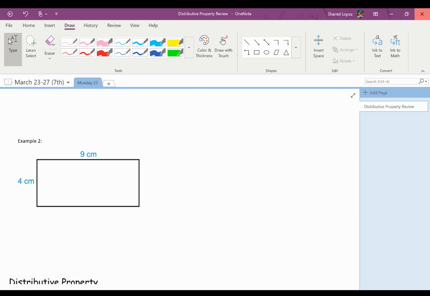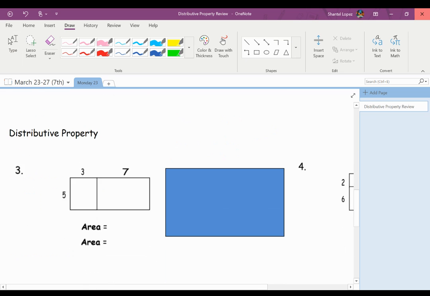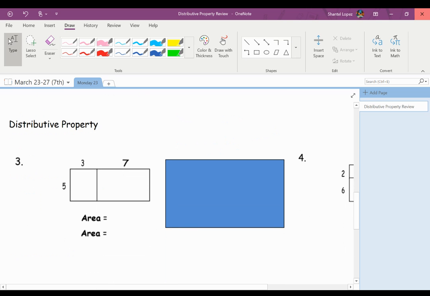Go ahead and pause if you feel you're already ready to do this on your own. Okay, let's continue. So this area would be 4 times 9, or just 36. And once again, if we want to be more precise, centimeters squared. All right. So how does this help us with the distributive property?